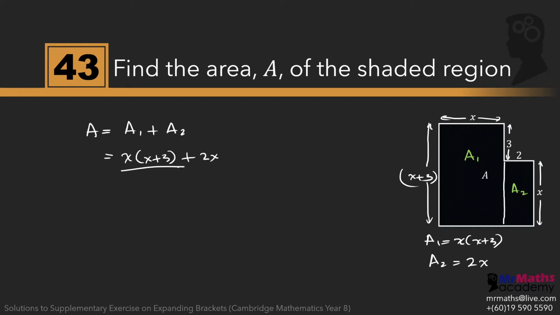The first one we can expand to become x squared plus 3x. Again, our expansion is by multiplying each term inside the bracket by the term outside of it. Then we need to add 2x here. We have like terms, 3x and 2x, which become 5x. Do not forget to put unit squared, and also enclose the expression in brackets. So that's the answer.